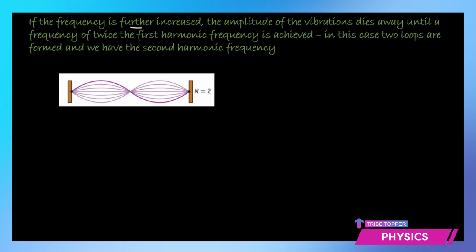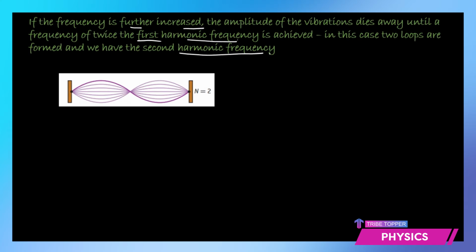Now, if the frequency is further increased, the amplitude of the vibrations is going to die out, and then you are going to get a new wave. Until you change the frequency, you will not leave the frequency of the generator there, only when the amplitude has died out. So you have to adjust the frequency of the oscillator so that you now get vibrations or loops where you get twice the first harmonic frequency. That means you have two loops formed. So this is called the second harmonic frequency, corresponding to n equal to 2.